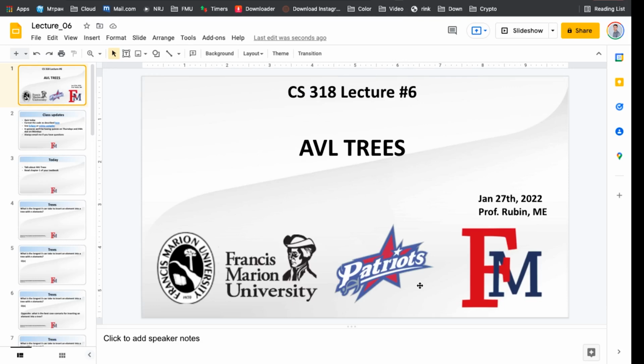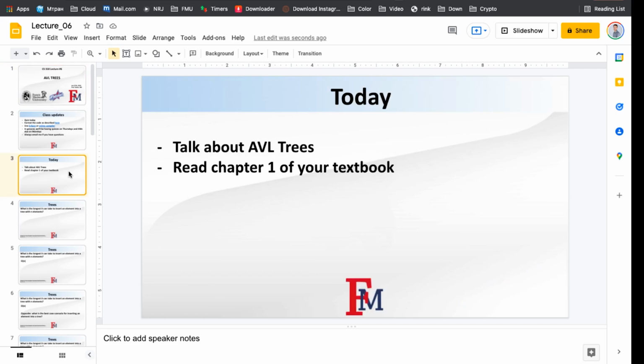Today we'll be talking about AVL trees. It is something you're not technically supposed to know about trees from 227, so there will be new material. Please take a quiz today and read chapter 1 of your textbook again, which recaps basic data structures.